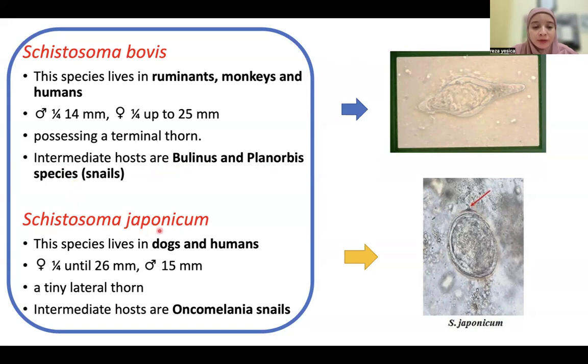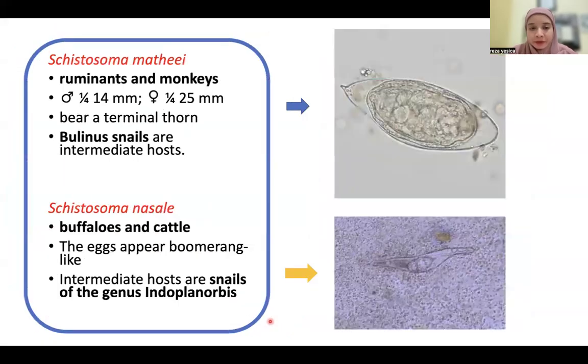The next is Schistosoma japonicum. They live in dogs and humans. They have a tiny lateral spine like this one. The intermediate hosts are Oncomelania snails. We have also Schistosoma mattheei. They infect ruminants and monkeys. The terminal spine, this one, is very big. And Bulinus snails are intermediate hosts.